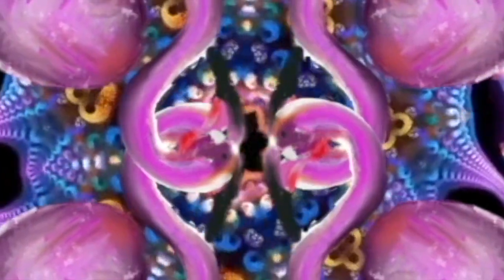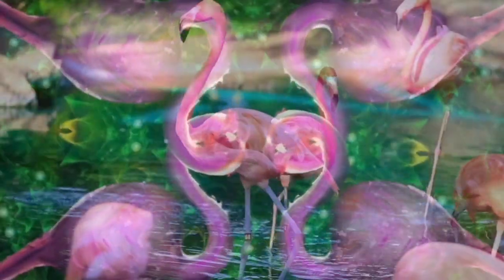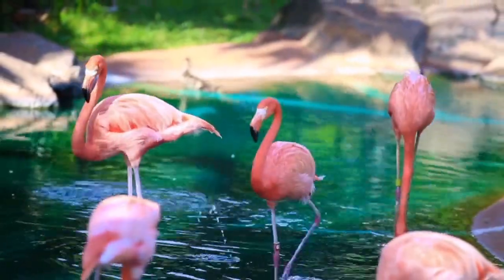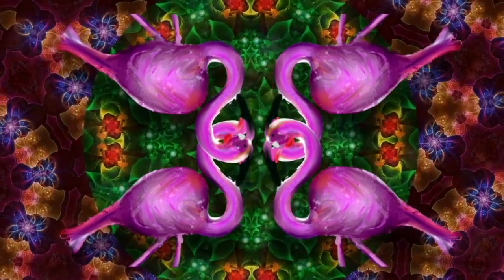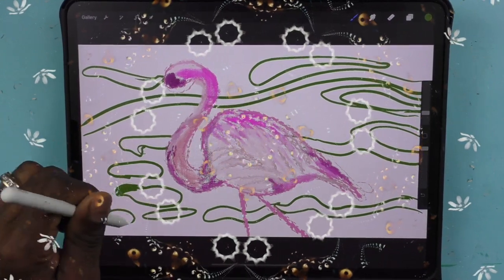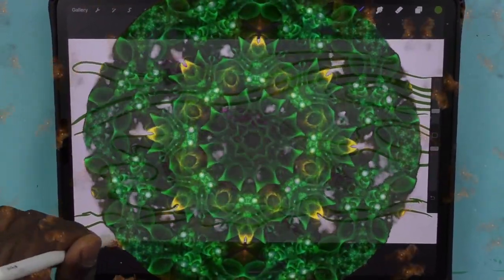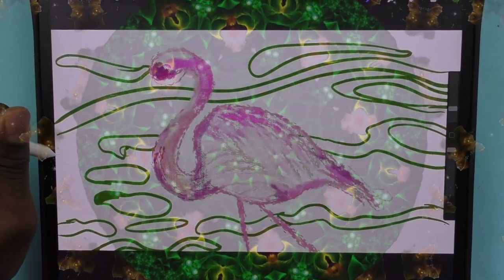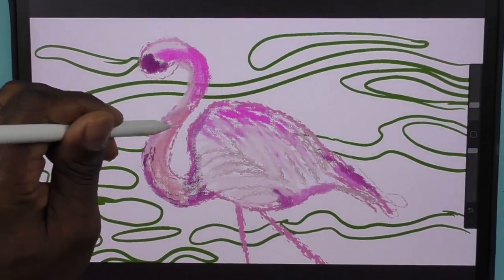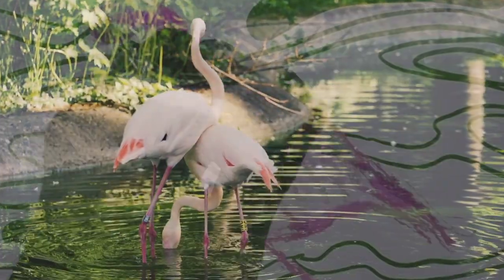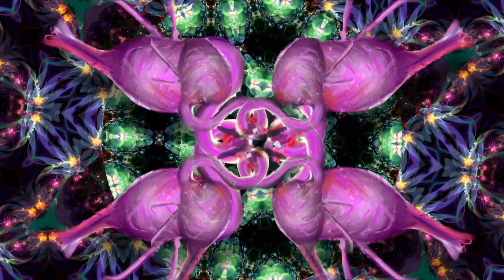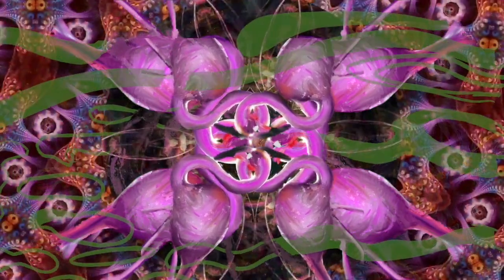I want you to fall into my world of patterns, shapes, and colors, slowly swirling, moving, building, drifting around, in, out, swirling, slowly winding, going out, going in.